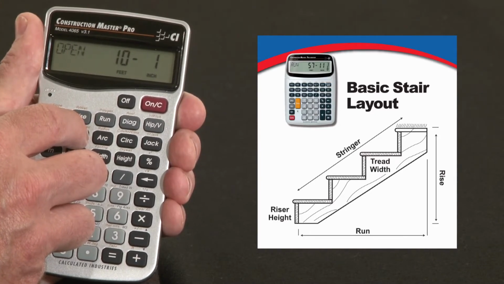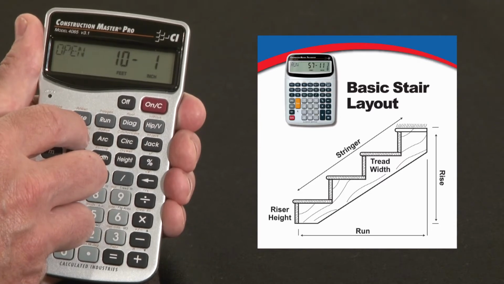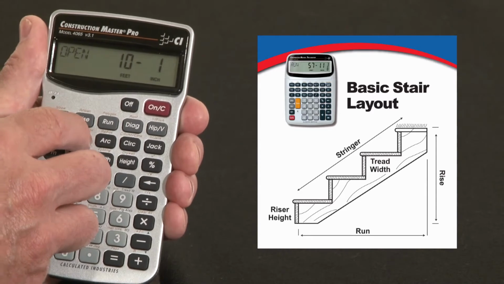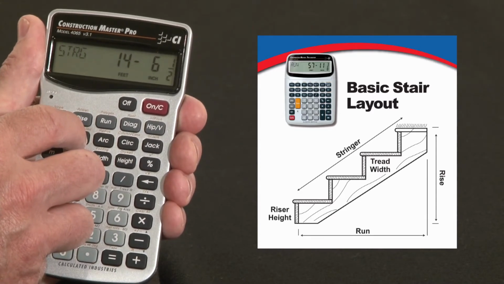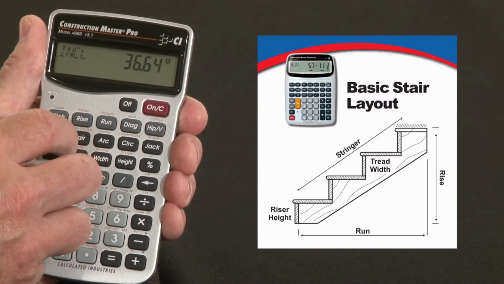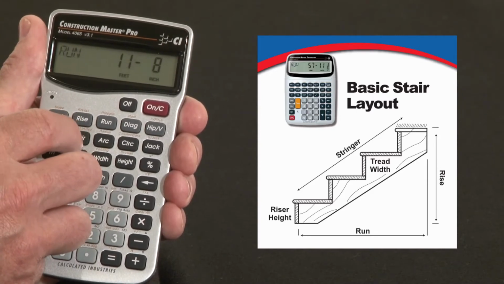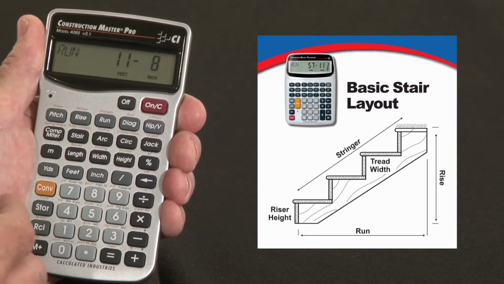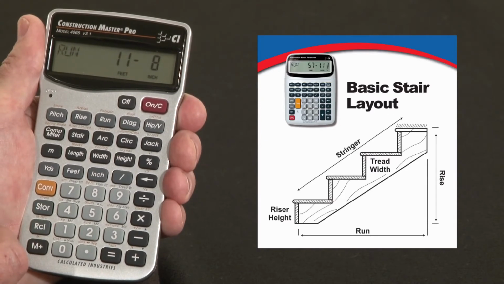That's based on the default setting we have for the headroom clearance, which is 6'8", which you can change if you like. And the next press gives us a stringer length, 14.6½, and the angle of incline. The final press gives us the total run of the stairway, which is 11 foot 8 inches, which would probably work in this situation.